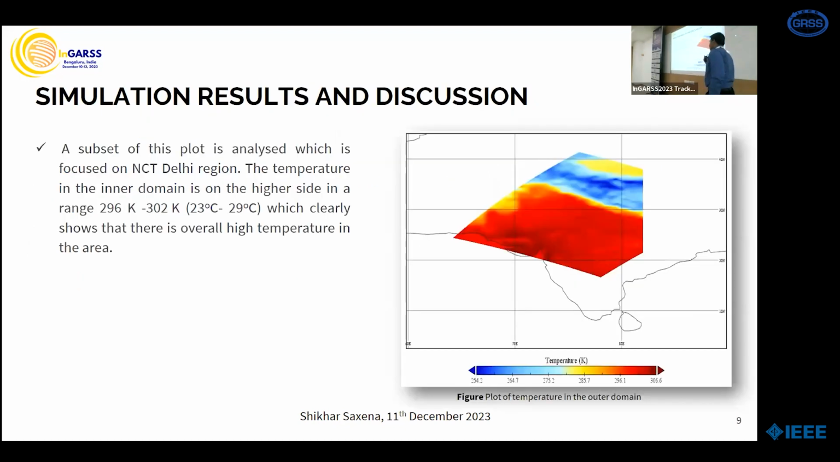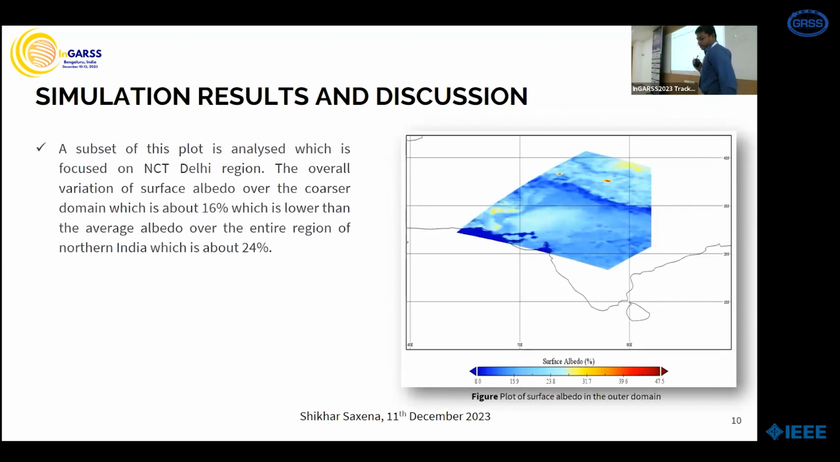These are my simulation results. This is all about the domain itself. As you have seen, the clearly high temperatures are indicated from the simulations, that is 296 Kelvin to 302 Kelvin.